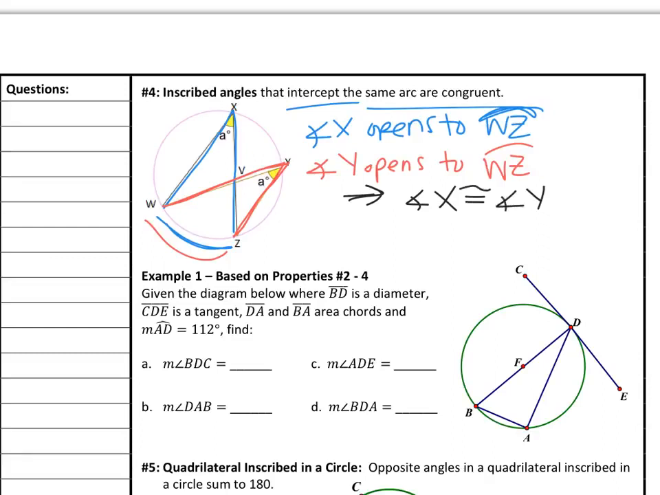And you can see this with numbers. If I tell you that this arc was 100, I cut it in half to find the angle, and I find 50. If I cut it in half to find this angle, I find 50. So the same thing can also be said about angle W and angle Z, because both of those open up to arc XY.